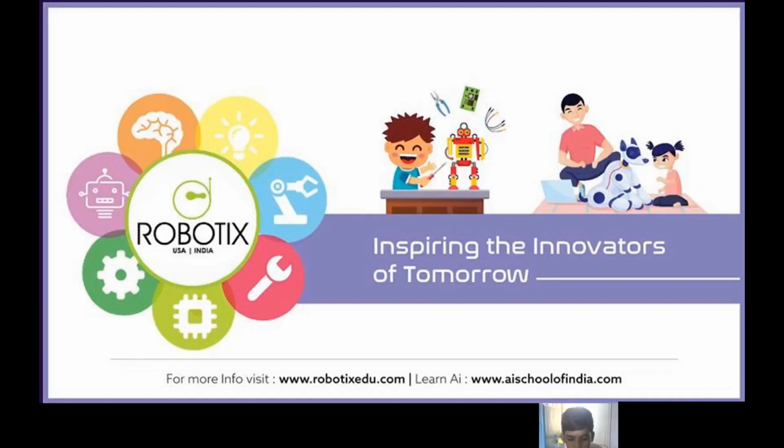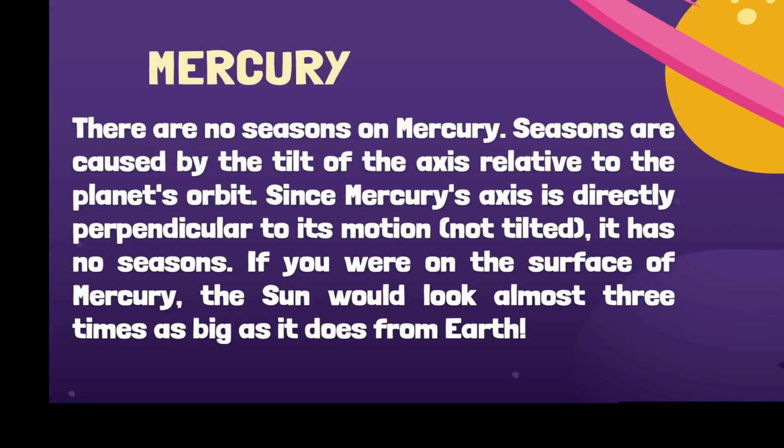Mercury. There are no seasons on Mercury. Seasons are caused by the tilt of a planet's axis in relation to its orbit. Since Mercury's axis is directly perpendicular to its motion, it has no seasons. If you were on the surface of Mercury, the sun would look almost 3 times as big as it does from Earth.